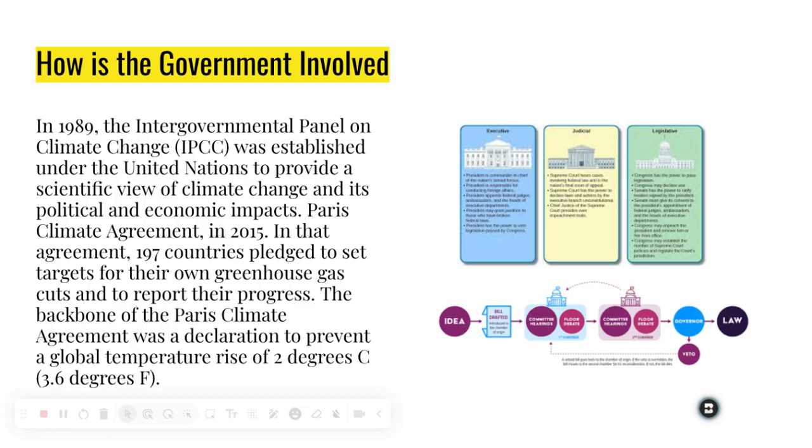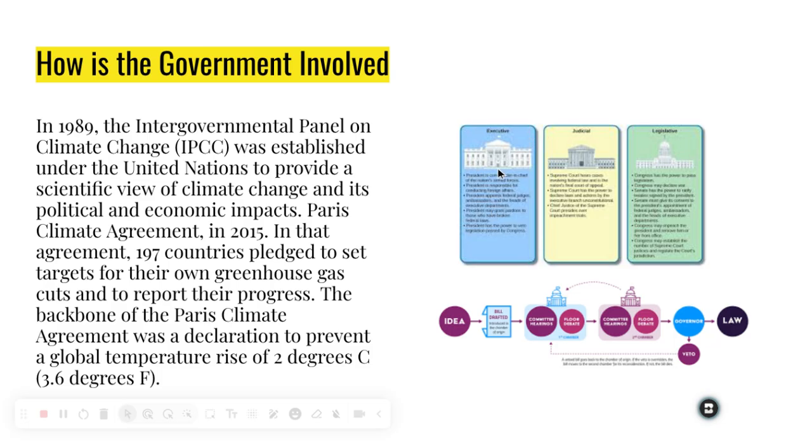Paris Climate Agreement in 2015. In that agreement, 197 countries pledged to set targets for their own greenhouse gas cuts and to report their progress. The backbone of the Paris Climate Agreement was the declaration to prevent a global temperature rise of 2 degrees C, which is 3.6 degrees Fahrenheit.